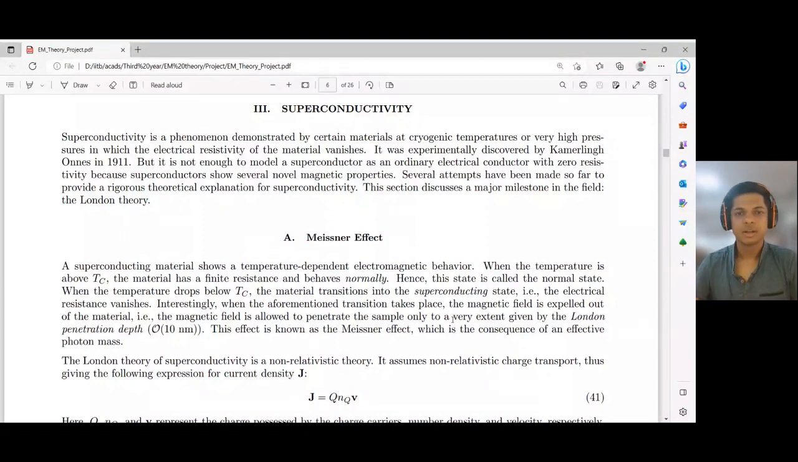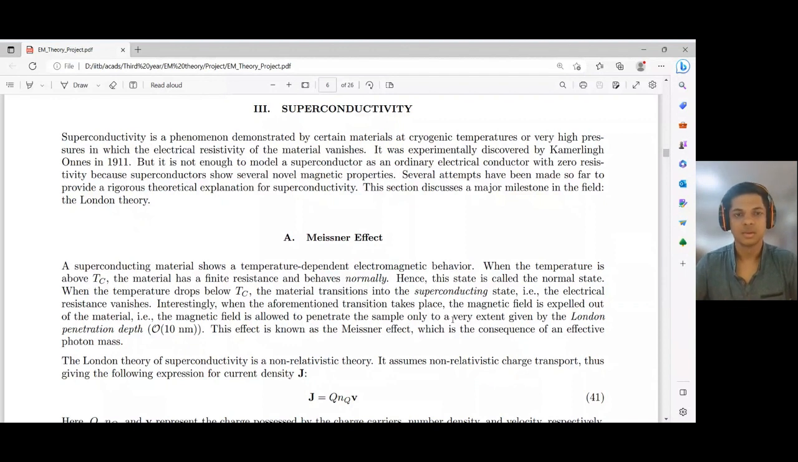So it is a phenomenon demonstrated by certain materials at very low temperature or very high pressure. What happens is basically that the electrical resistivity that the material offers vanishes as the temperature drops below a certain threshold called the Curie temperature. Now, a subtle point that has to be noted is that we cannot simply model a superconductor as an ordinary electrical conductor with zero resistance, because as the material enters the superconducting state, several electromagnetic properties drastically change.